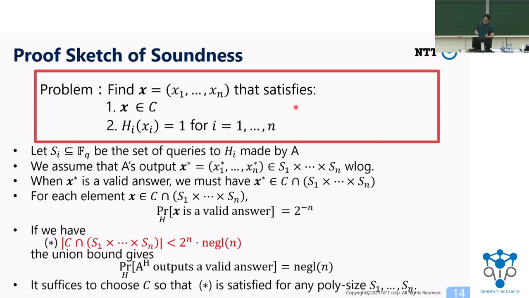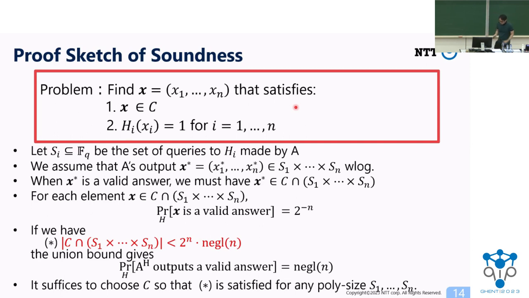And so we have the assumption that x star is in S1 times S2 times ... times Sn. Moreover, when the final output x star is a valid answer, then it must satisfy condition 1. Therefore, x star must belong to the intersection of C and this query set. Here we consider any fixed element x in this intersection. Then, for each fixed x, the probability that x becomes a valid answer is 2 to the power of minus n over the random choice of H.